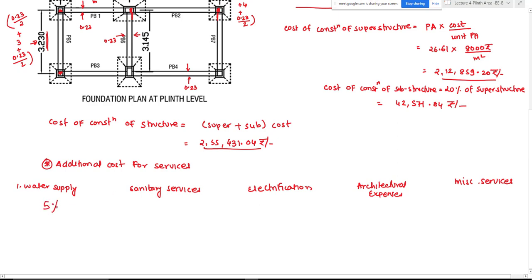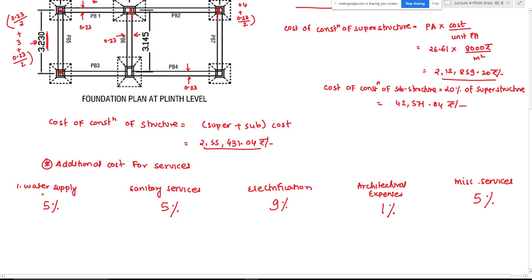So for water supply we'll have to provide 5% of the total cost of construction of a structure. For sanitary services again 5%, for electrification 9%, for architectural expenses 1%, and miscellaneous services 5% of the total cost of the project or total cost of construction of a structure we'll have to keep in reserve. So if nothing is given to you, if they say assume some particular data, in that case we will have to assume these percentages, or if in some cases they have mentioned to use a particular percentage, then whatever they have given we will have to use.